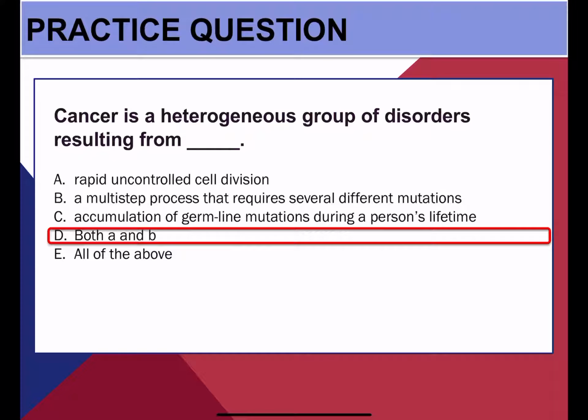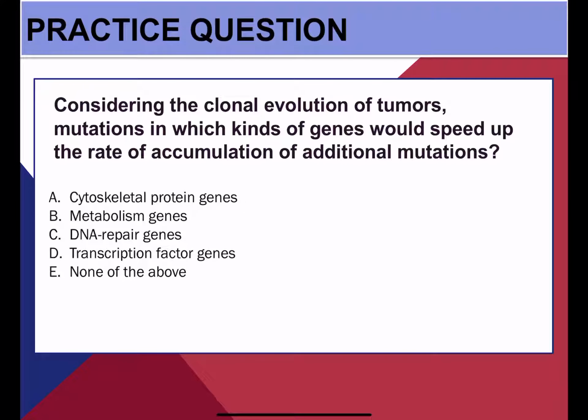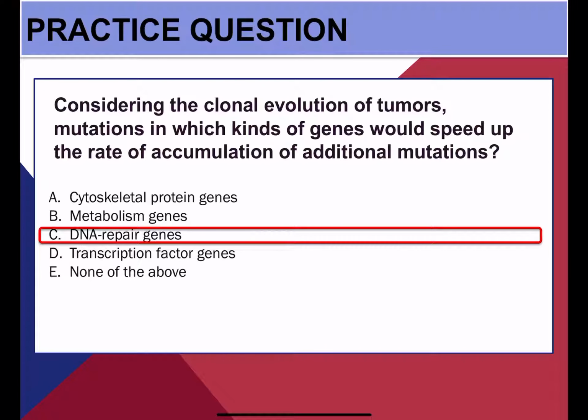It does not accumulate germline mutations during a person's lifetime. Okay, we didn't talk about germline mutations within this entire lecture. Considering the clonal evolution of tumors, mutations in which kinds of genes would speed up the rate of accumulation of additional mutations? DNA repair genes. Remember we said this is the bad mechanic. If we have a bad mechanic, this would really speed up the rate of accumulation of additional mutations, because now you have errors that are not repaired by your repair pathways.